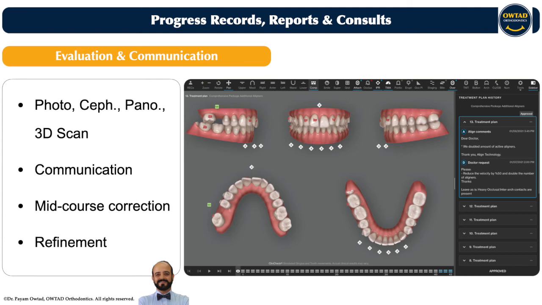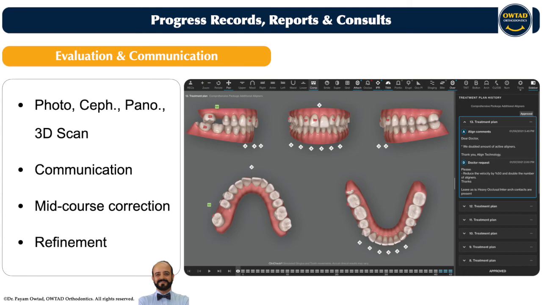The other thing is, in the progress report, it's good to, if you feel it's needed sometimes, take photos, a panel. These are a judgment call. These are not an absolute thing. But it's a good idea. And the communication. And the other two terms that we have are mid-course correction and refinement in the progress thing.